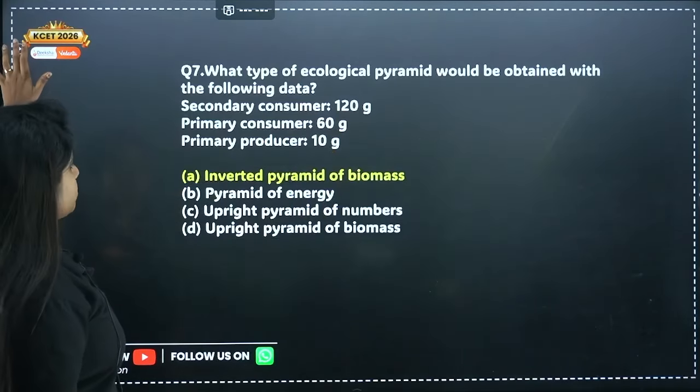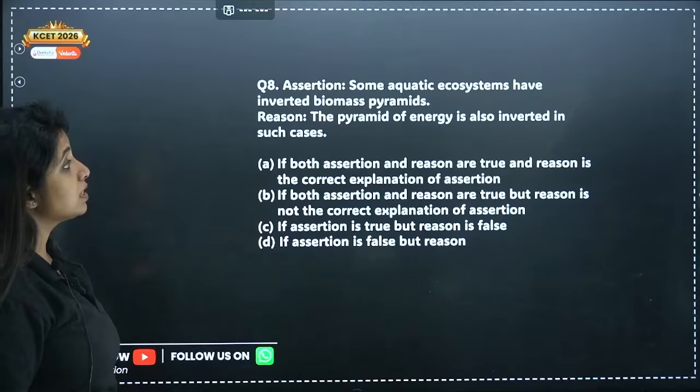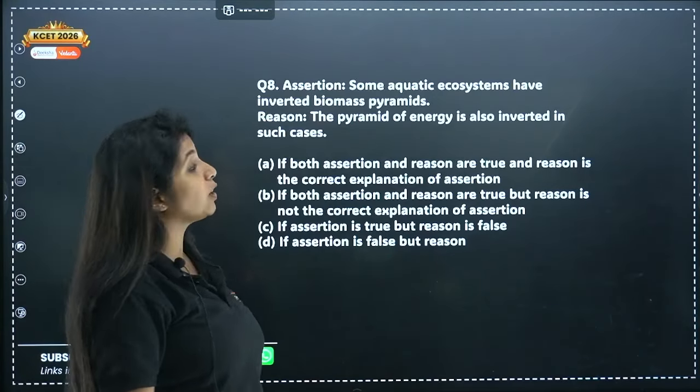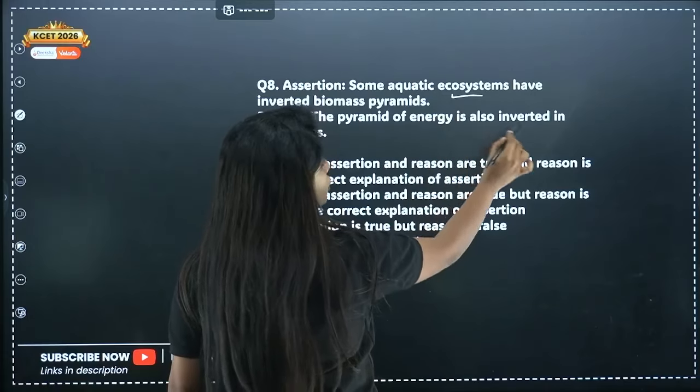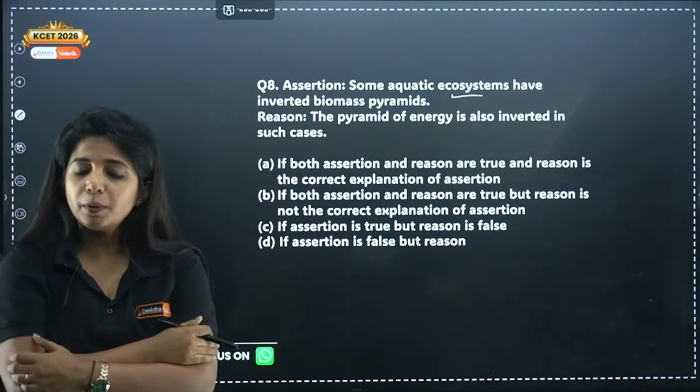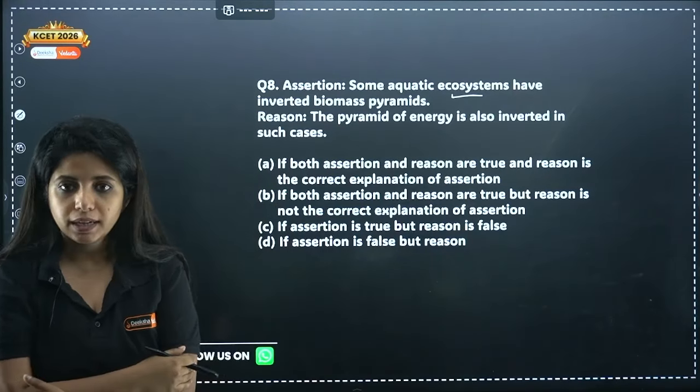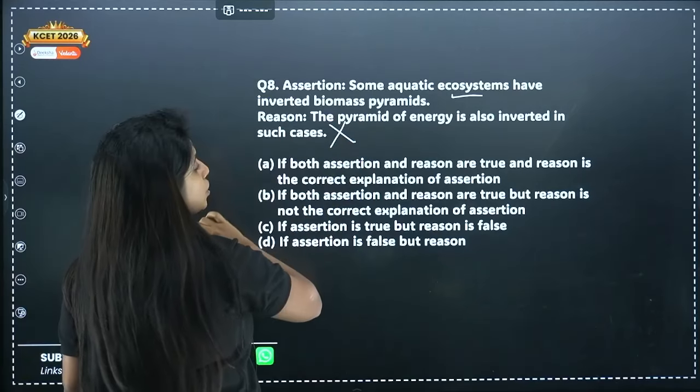Okay? Yes, ma'am. Next, assertion: some aquatic ecosystems have an inverted biomass pyramid. I just told you that right now. Yes. The reason: the pyramid of energy is also inverted in such a case. The pyramid of energy can never be inverted. So this is wrong.